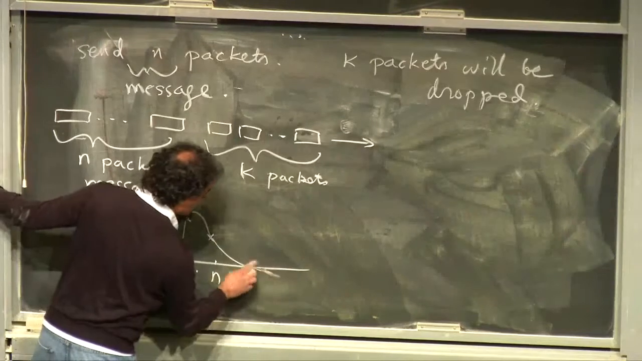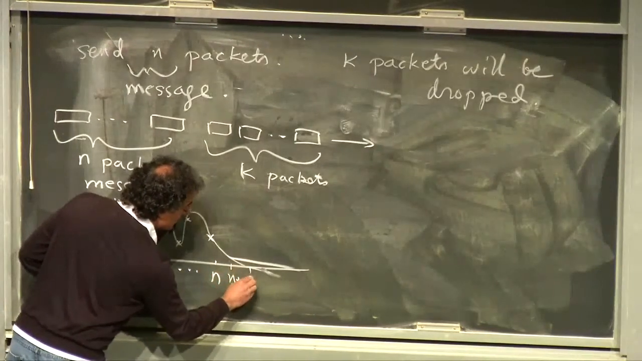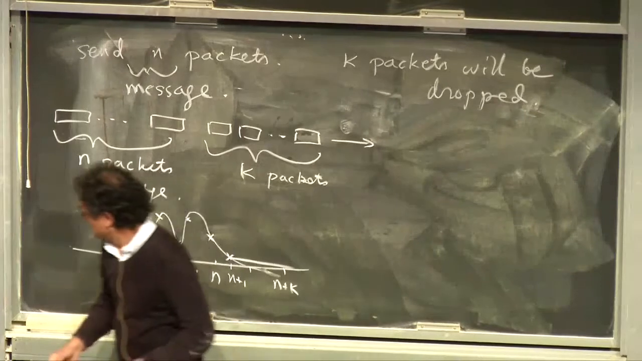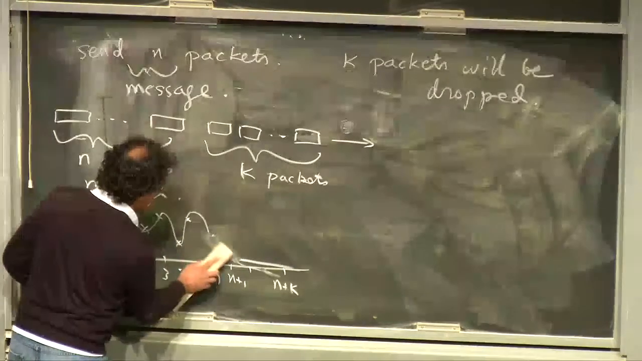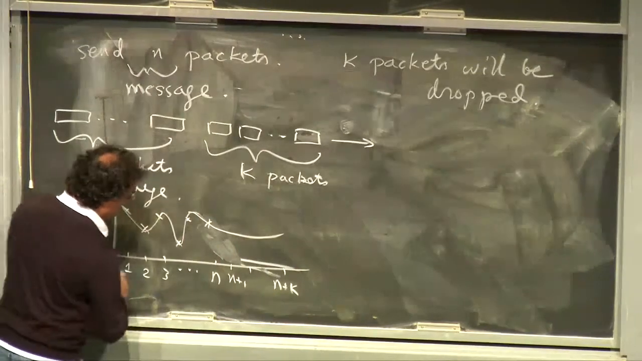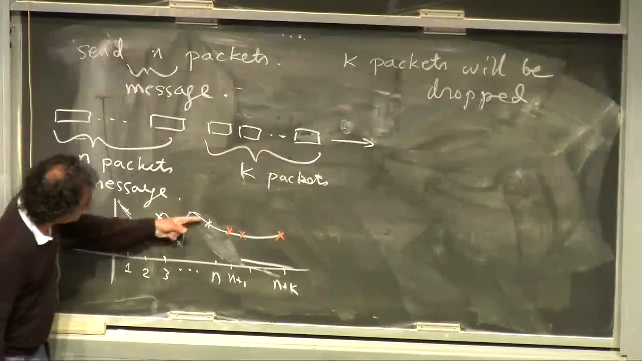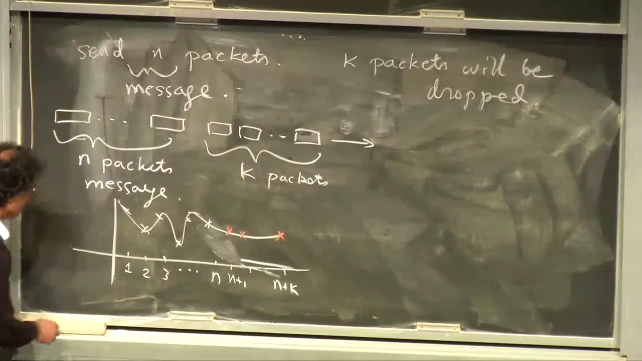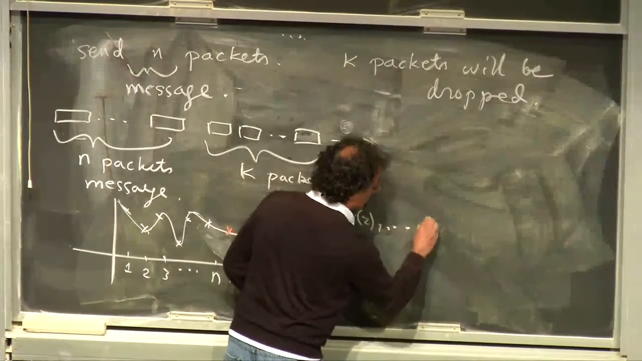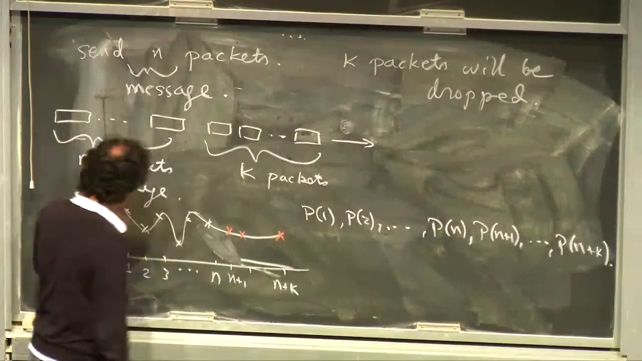No matter what that looks like. And then you choose another k points, which are n plus 1 up to n plus k. And you take these values up to n plus k, and now you transmit these n values plus these k values. So what you transmit is p of 1, p of 2, up to p of n plus 1, up to p of n plus k, where p is this polynomial of degree n minus 1.